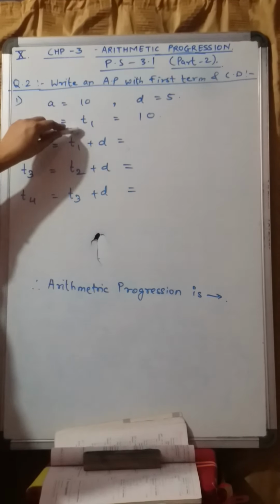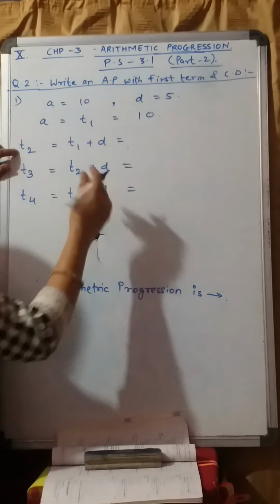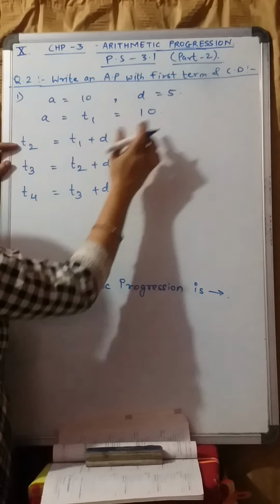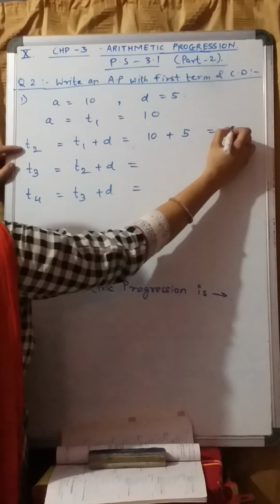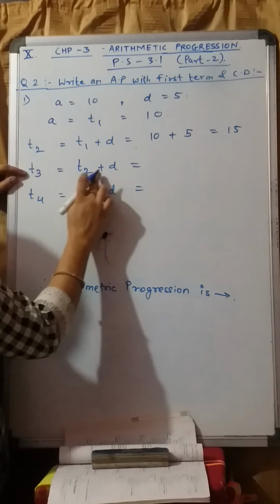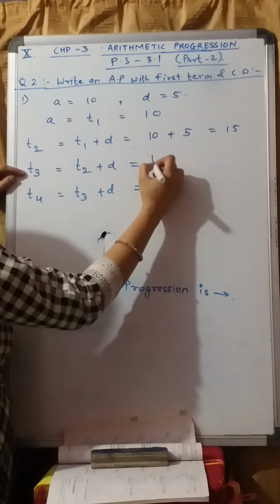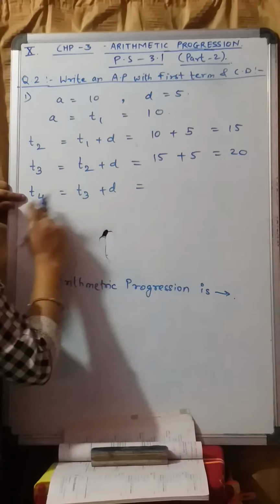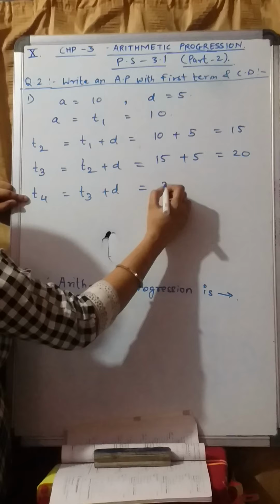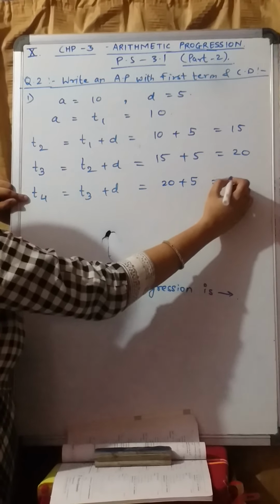So A is T1, that is 10. So to find T2, what is the formula? T1 plus D. What is your T1? That is 10. And what is your D is 5. Means you got 15. T3, T2 plus D. What is T2? T2 is 15. Then plus 5, then what we get is 20. Then T4 is T3 plus D. What is T3? 20 plus 5 and 25.